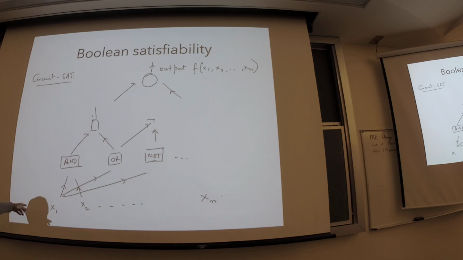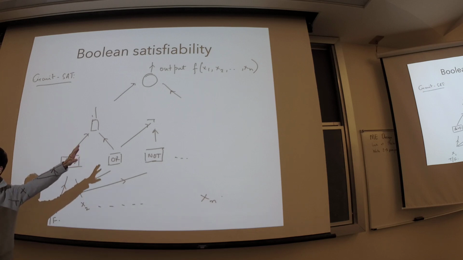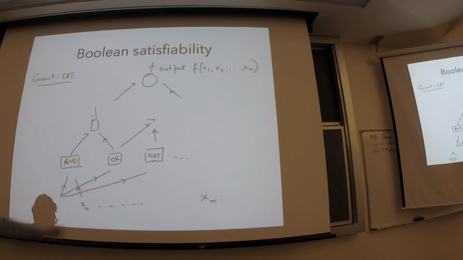Okay, so this is a Boolean circuit. You have Boolean inputs, so these are true or false. Boolean just means true or false. And these gates are like logical AND, logical OR, logical NOT. And the output is some function of these.